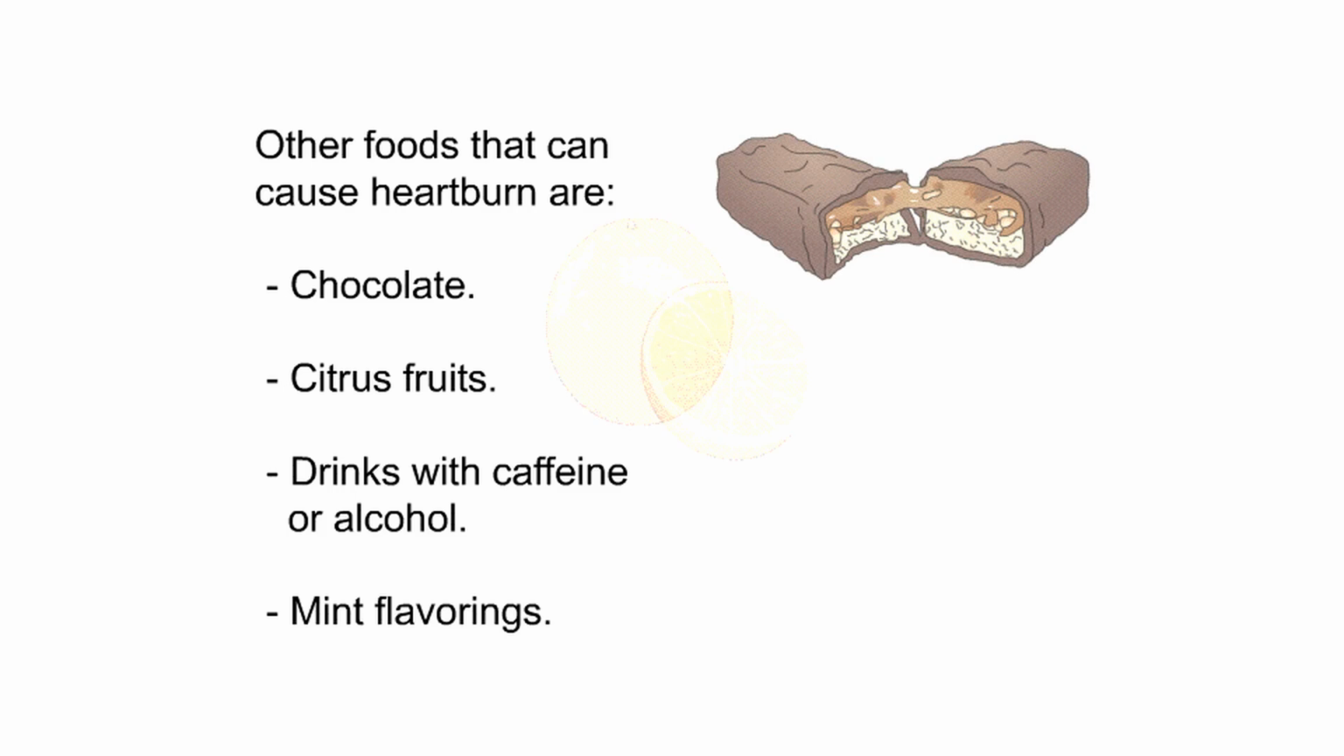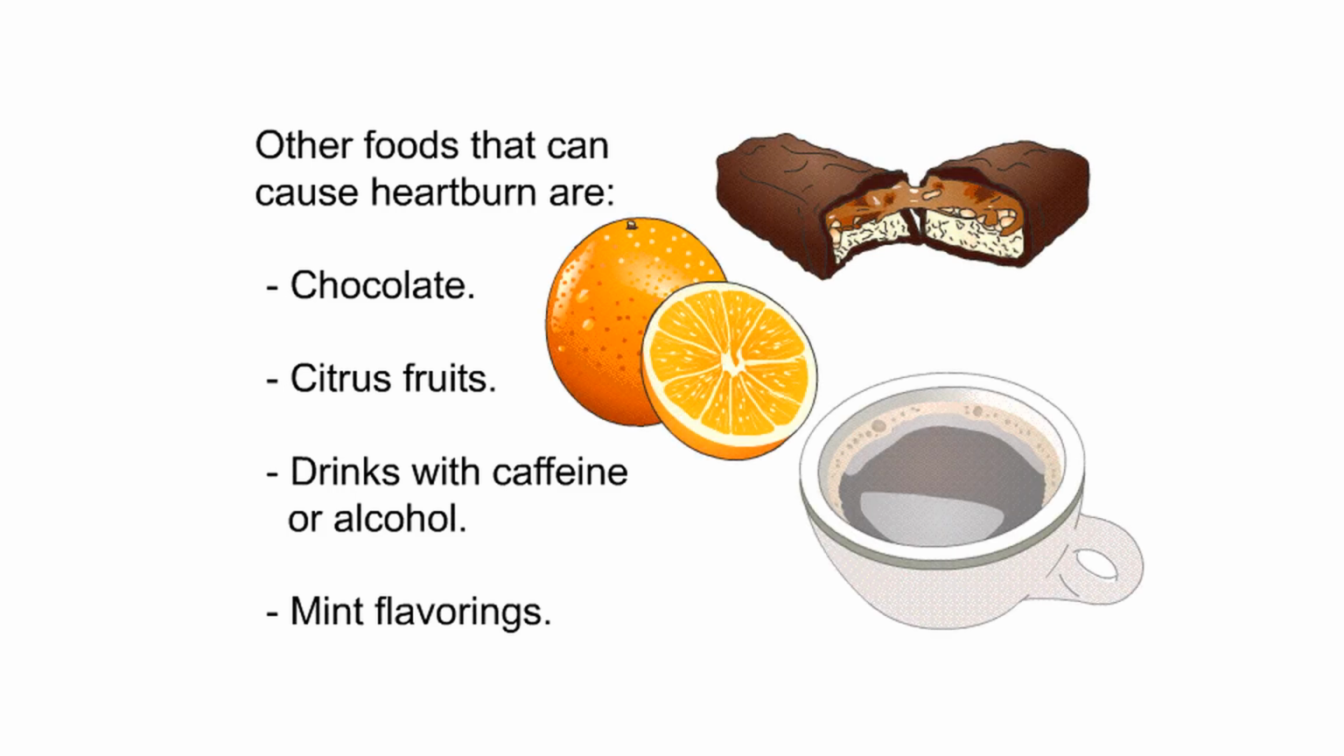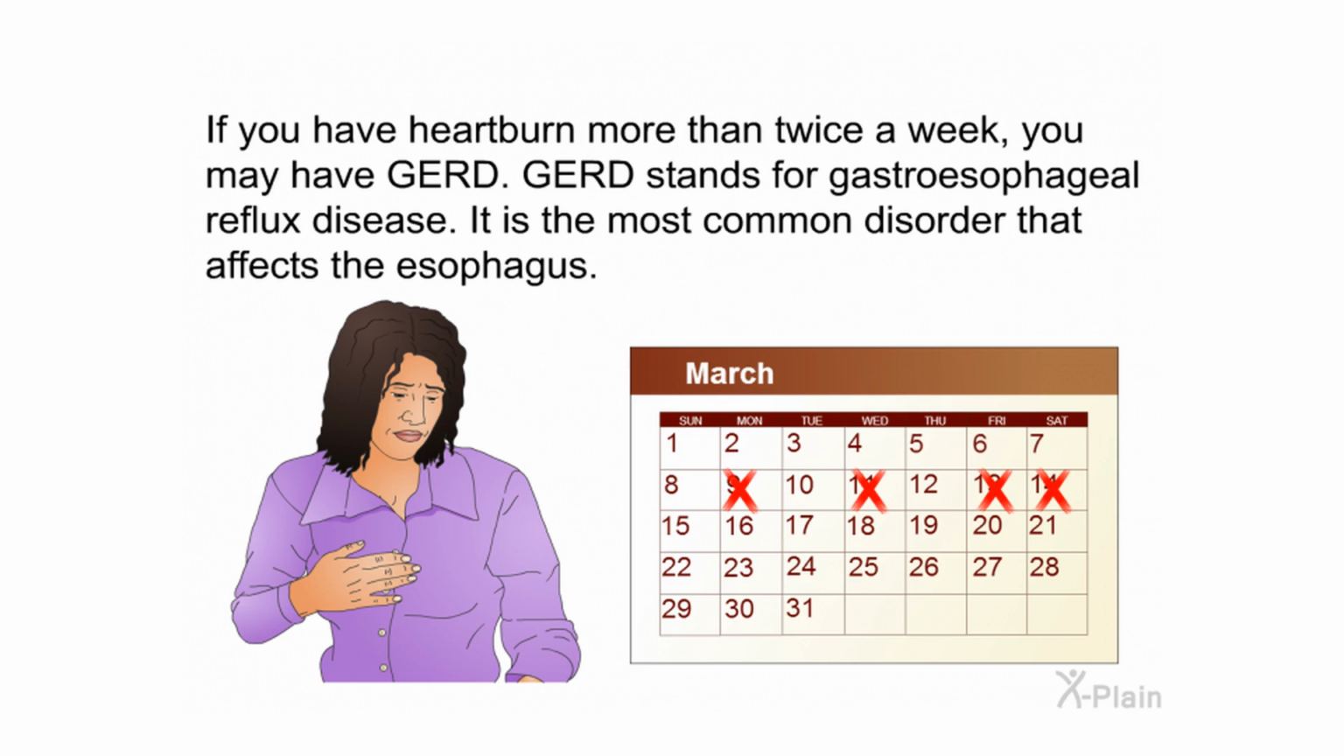Other foods that can cause heartburn are chocolate, citrus fruits, drinks with caffeine or alcohol, mint flavorings. If you have heartburn more than twice a week, you may have GERD. GERD stands for gastroesophageal reflux disease. It is the most common disorder that affects the esophagus.